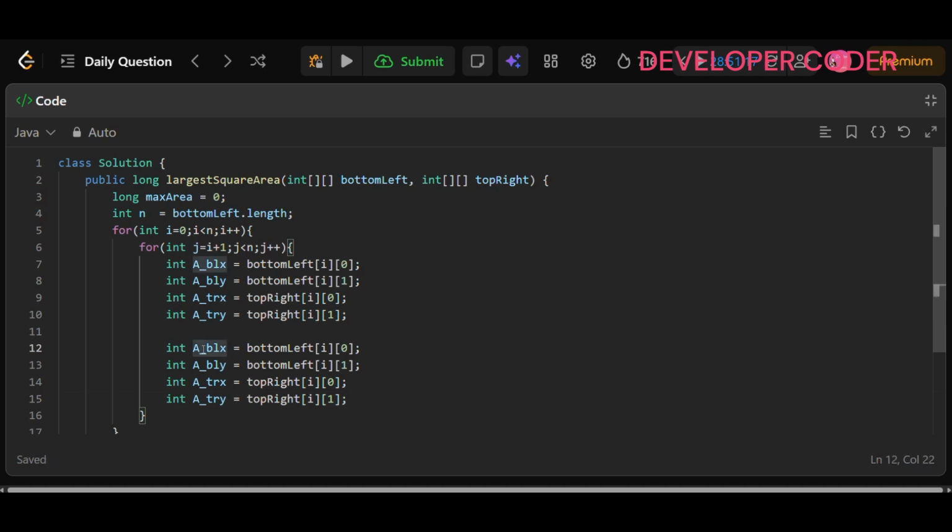So here I'm just going to change it to b everywhere. Here I'm going to change it to b. Here I'm going to change it to b. And here instead of i I will write j. Here I will write j. Here I will write j. Here I will write j. So now it's very easy.